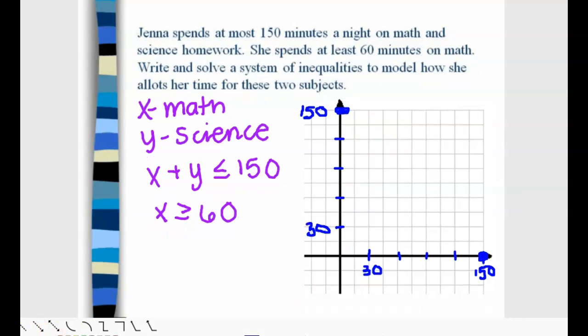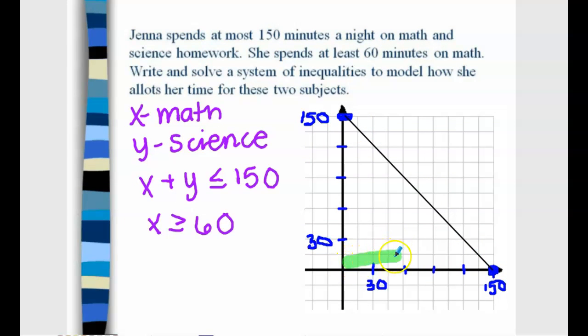And then what I'm going to do is connect my lines. And then I am going to shade the region below. So that gives me my top equation for X plus Y less than or equal to 150. However, math needs to be greater than 60. So math is the x-axis. So we're going to draw a vertical line through 60.